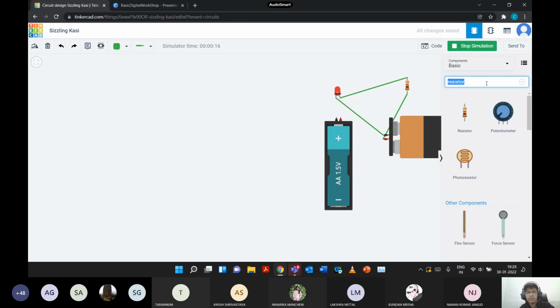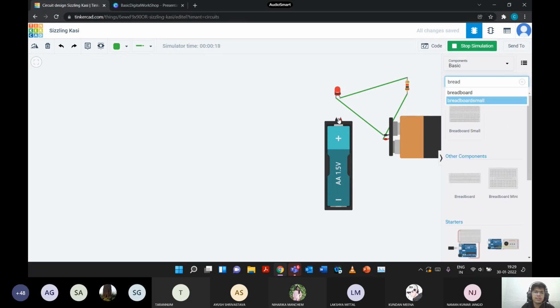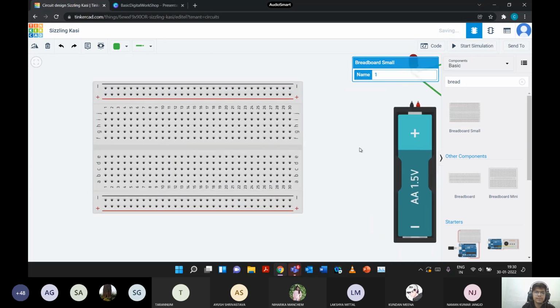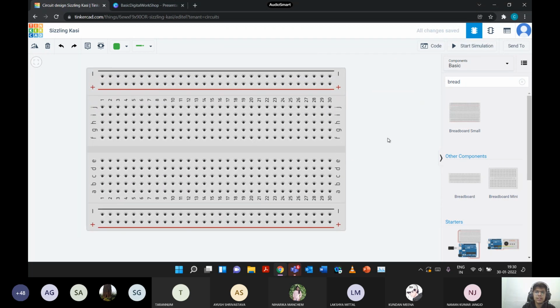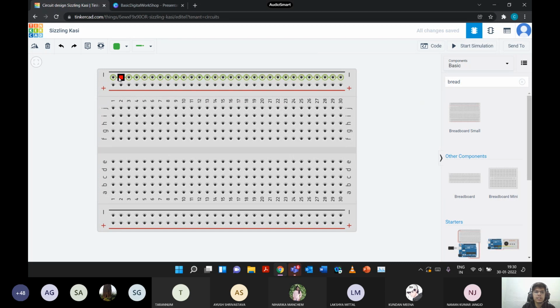So we have already learned about the breadboard. Let's see how it looks. This is a breadboard. In this breadboard, all these horizontal rails are shorted. It means they have the same voltage, the minus ones and the plus ones. They are just for reference.